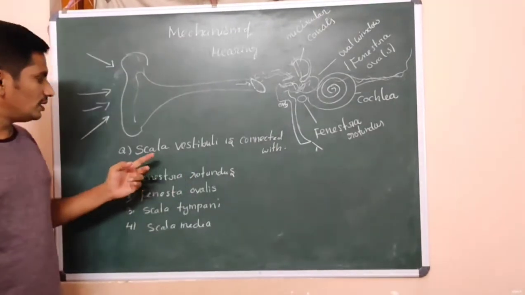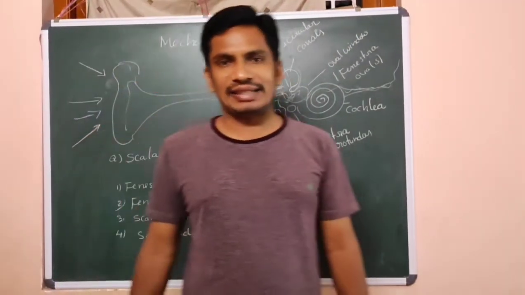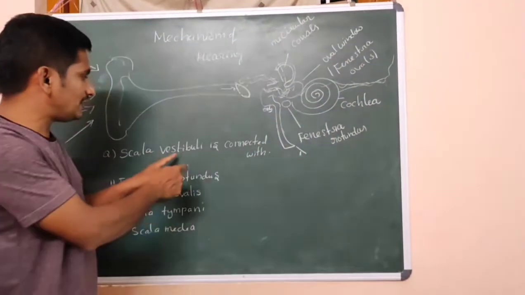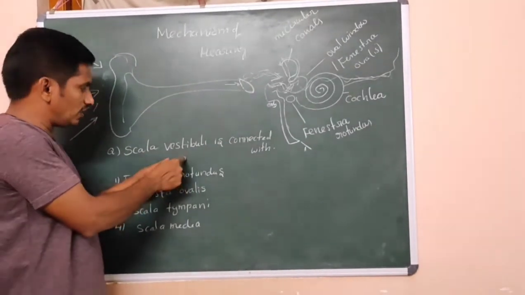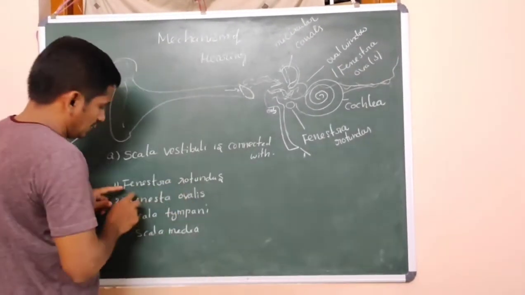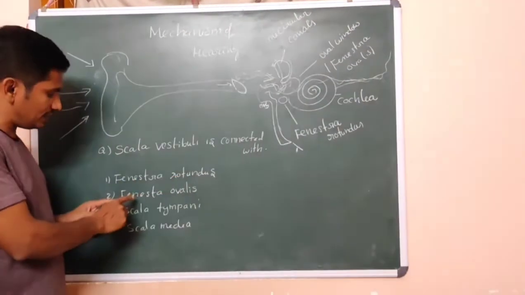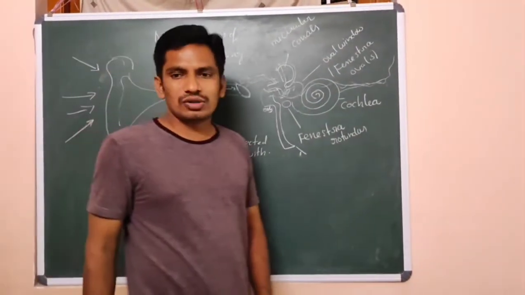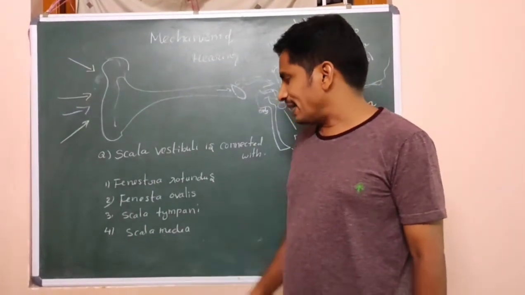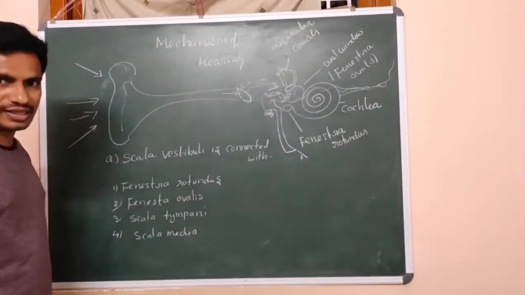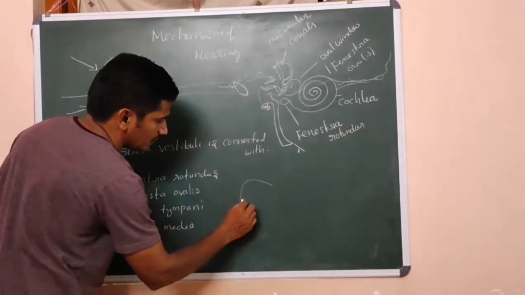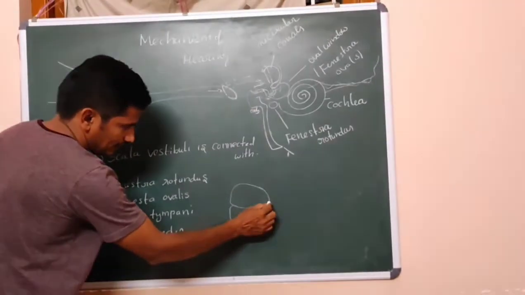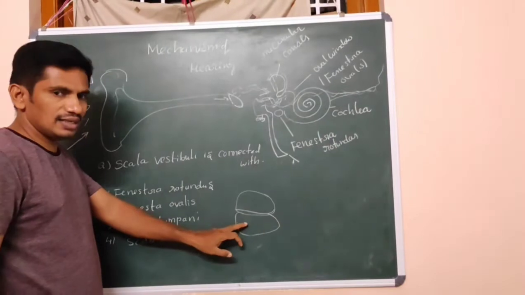Here is the next objective: scala vestibuli is connected with. Scala vestibuli is also called the vestibular duct, which is present in the cochlea. The options given are fenestra rotunda, fenestra ovalis, fenestra tympani, and fenestra scala media. Which is the appropriate answer? Here there is scala vestibuli, scala media and scala tympani.